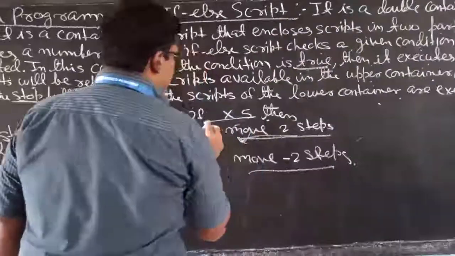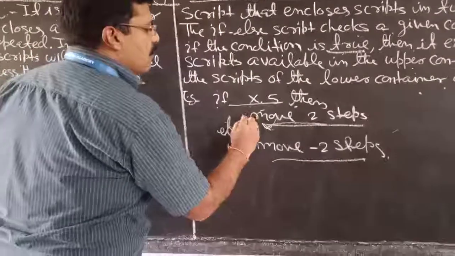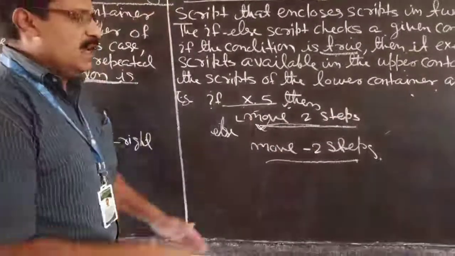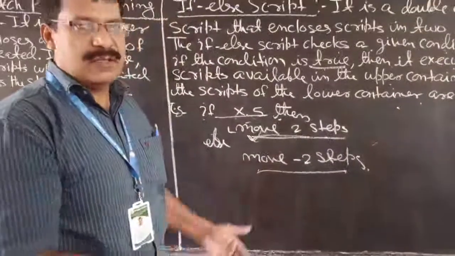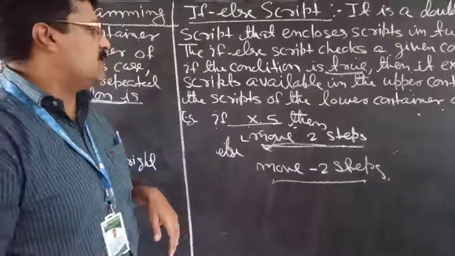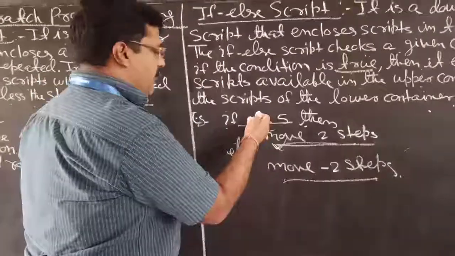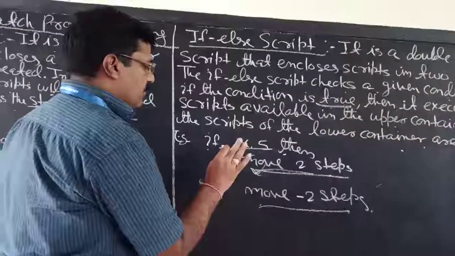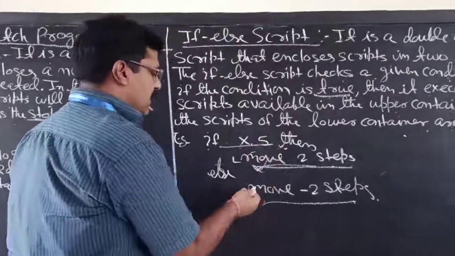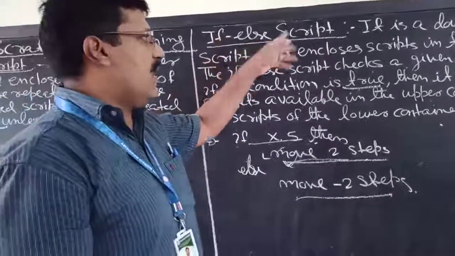See this example. If x is 5, if the x value is 5, then move how many steps? 2 steps in the forward direction. Else move minus 2 steps. The minus 2 steps is the backward direction. So if this condition is true, then the script after if and before else is executed. Otherwise, if the condition is false, then the script after else is executed. So this is called the if else script.